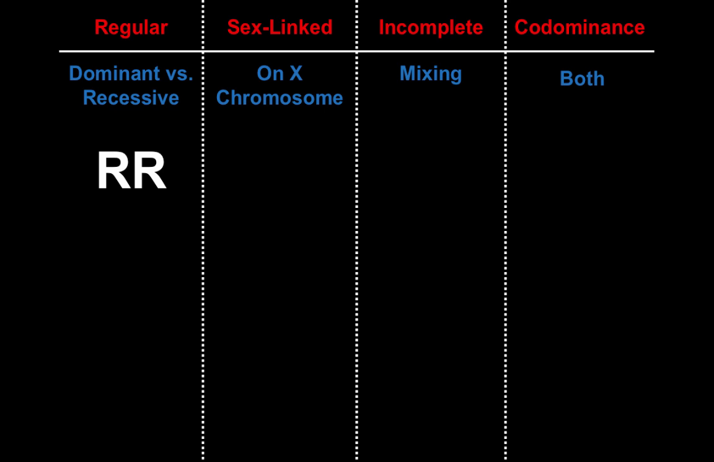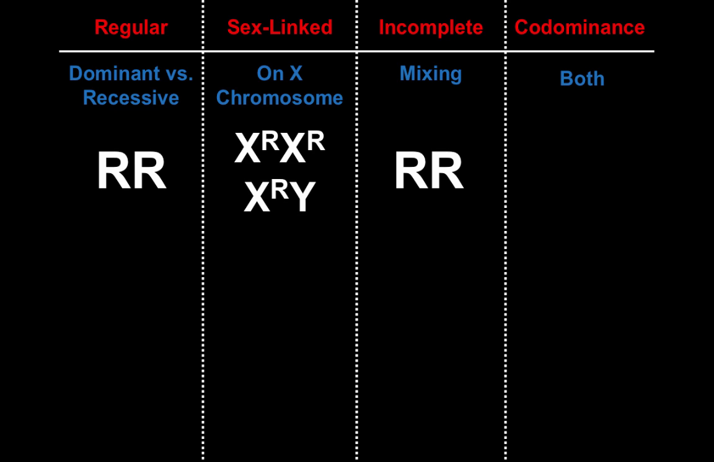For regular, I'm going to have a big R, big R. For sex-linked, I still have those big R's, but because there's a difference between males and females, and the Y chromosome doesn't have a gene, a male would just be X big R, Y. Incomplete, I write the same way, and codominance, again, I write the same way.